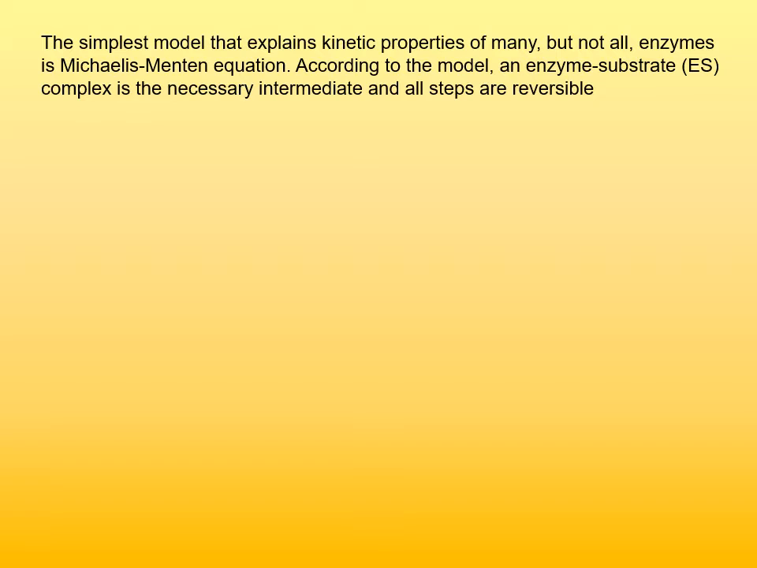So according to this model, an enzyme-substrate complex is a necessary intermediate and all the steps are reversible. So the enzyme reacts with the substrate, and the reaction is reversible, to form the enzyme-substrate complex. The rate constant for the forward reaction is K1 and for the reverse reaction K-1. In the next step, the enzyme-substrate complex dissociates into enzyme and product. The rates for the second step are K2 and for the reverse second step K-2. So both steps are reversible.